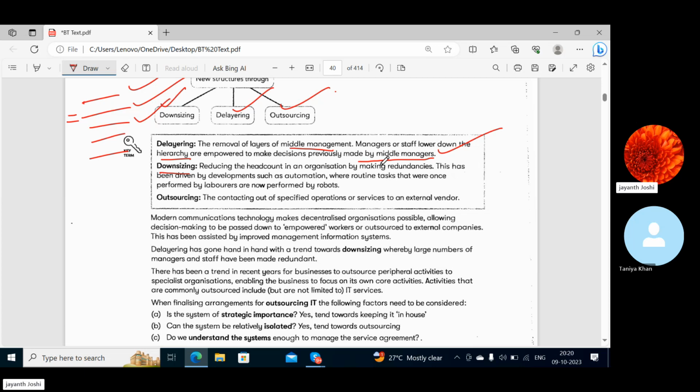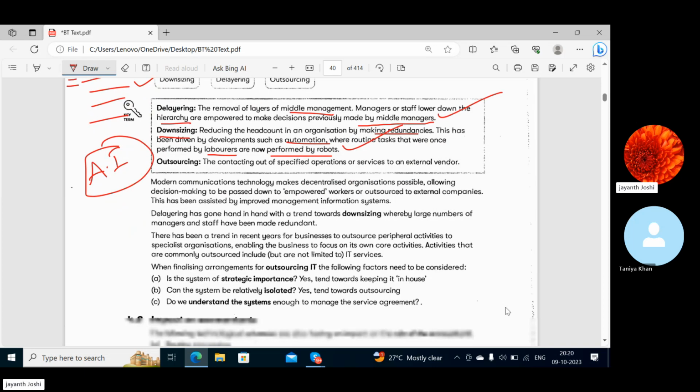Downsizing: reducing the headcount in an organization by making redundancies. This is driven by developments such as automation. Because of automation, everything is happening through systems, and what they are doing is removing employees, where routine tasks can be done through automation. And now AI, artificial intelligence, is also coming, right? A lot of things can be done through AI enabled devices, through robotics, through robots, where routine tasks that were once performed by laborers are now performed by robots.